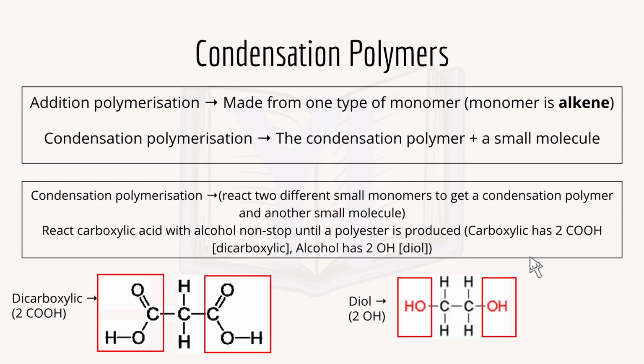So we'll move on now to condensation polymers. Addition polymerization is made from one type of monomer, and the monomer is an alkene. Condensation polymerization reacts two different small monomers to get a condensation polymer and another small molecule, which we'll look into later. For example, react carboxylic acid with alcohol non-stop until a polyester is produced. Just now we know that carboxylic acid reacting with alcohol will become an ester. So keep reacting it non-stop and it will become polyester, which you can recognize as the material polyester.